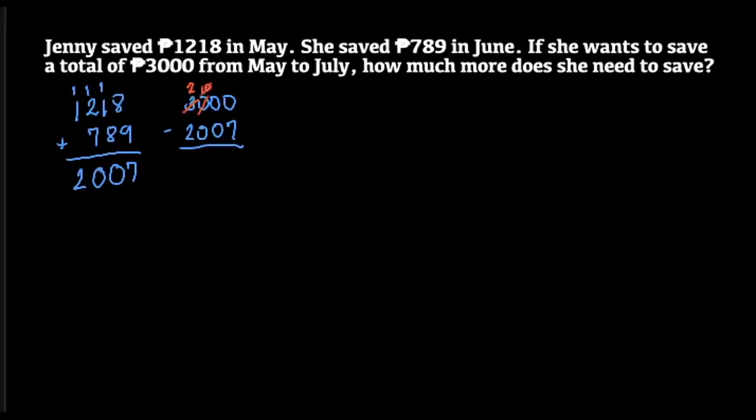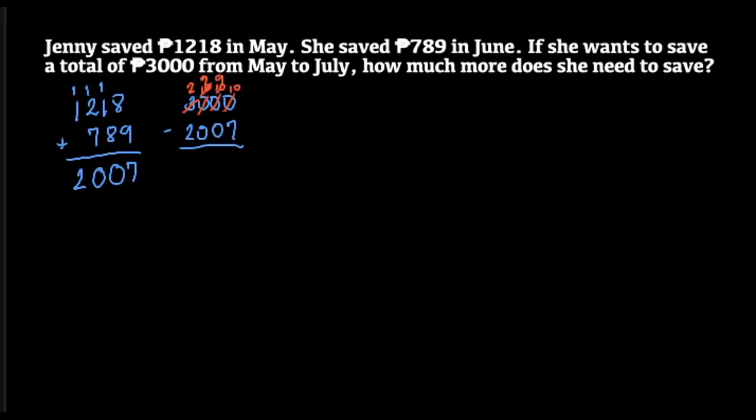But we still need to regroup from the hundreds to the tens. So this becomes 9 and this becomes 10 tens. Okay, and then we have to regroup once more to the ones place. So 10 tens becomes 9 tens, and then the 1 ten there will become 10 ones. Now that we were able to regroup, we can now subtract.